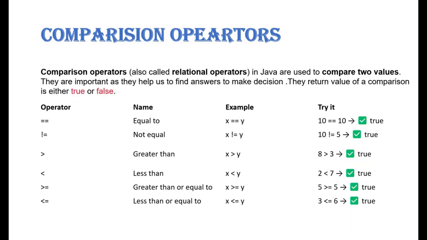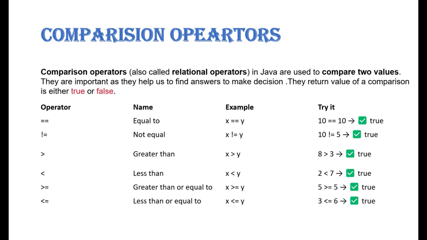Let's talk about comparison operators in Java. As the name suggests, these operators are used to compare two values. When we compare values using these operators, the result is always Boolean, either true or false. If the condition is true, Java returns true, or if it is false, it returns false.